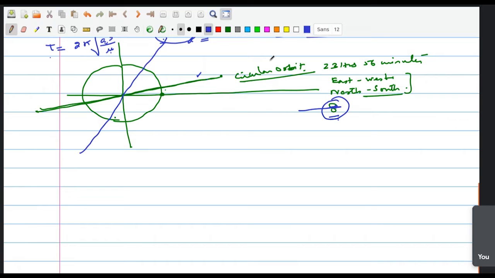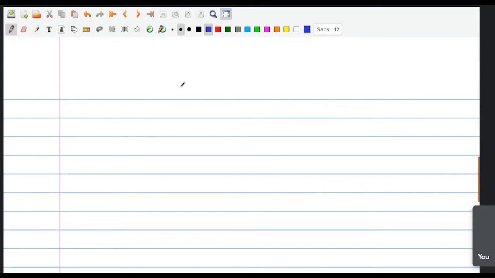Okay, so this is the basics about how the satellite works and the various orbits that we use for various purposes and so on. Now we go to Kepler's law.